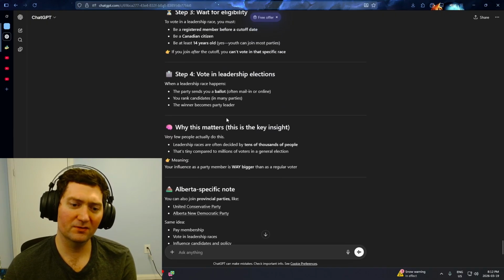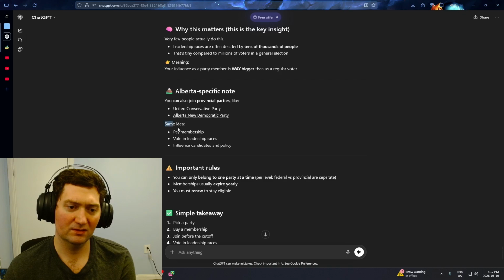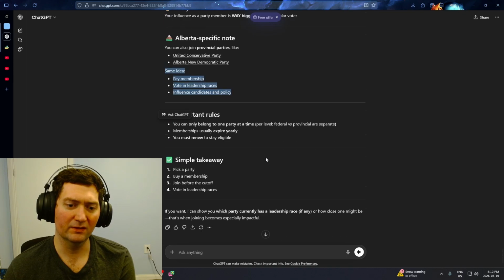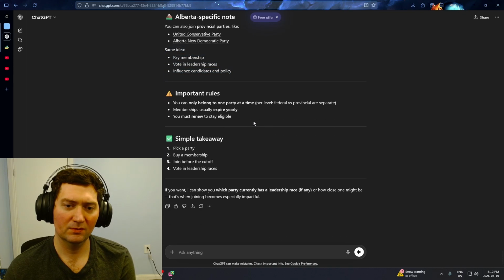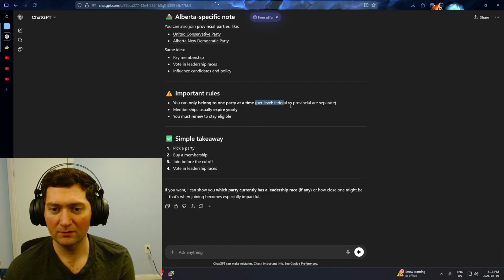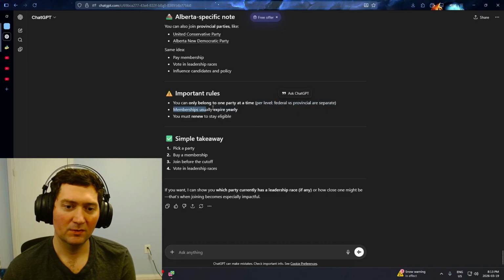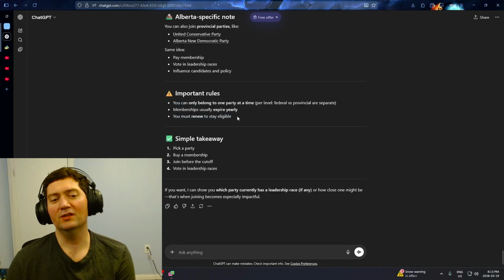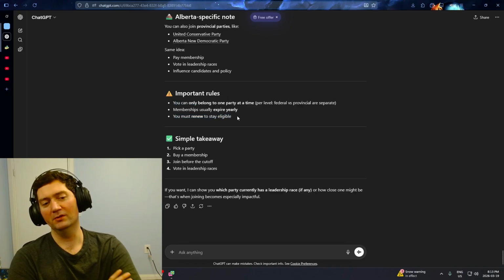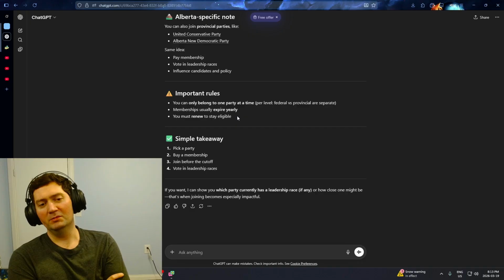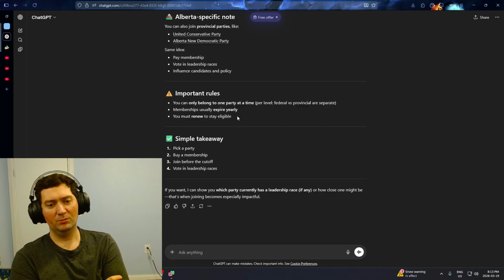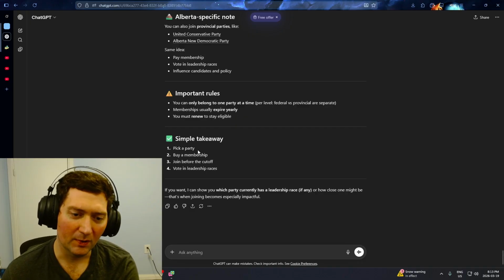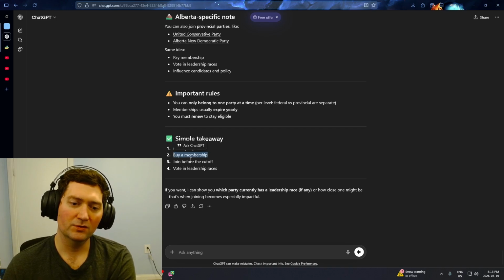So you can do this at the federal and provincial level. Per level. Okay. Memberships usually expire yearly, so you must renew to stay eligible. So they basically just have hoops you got to jump through in order to participate. Pick a party, buy a membership, join before the cutoff, vote in leadership races.